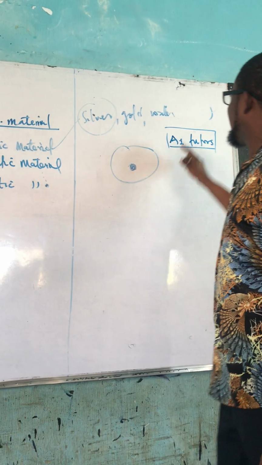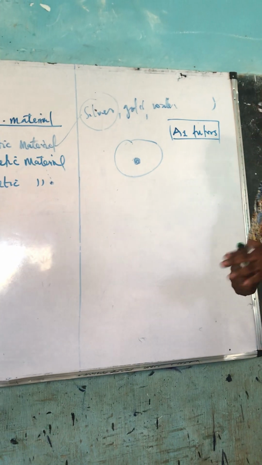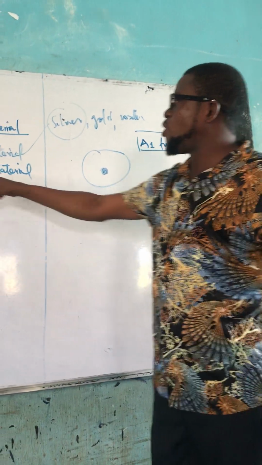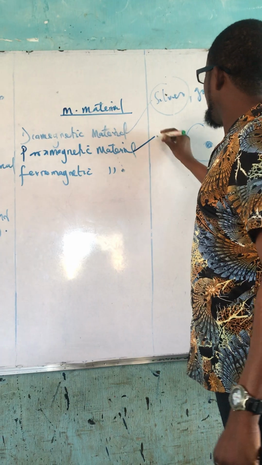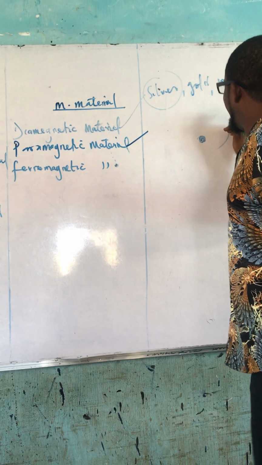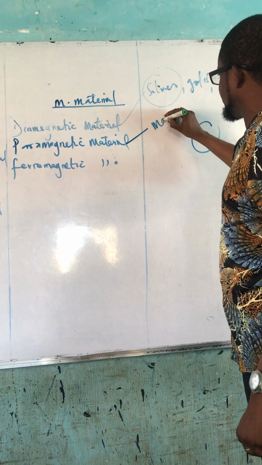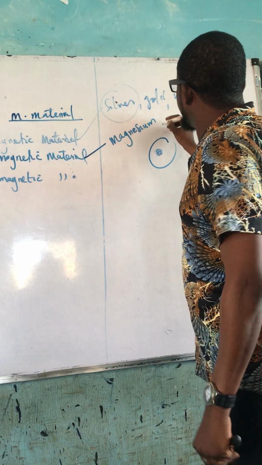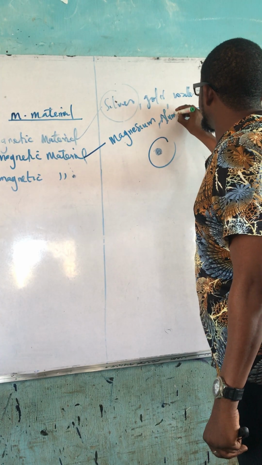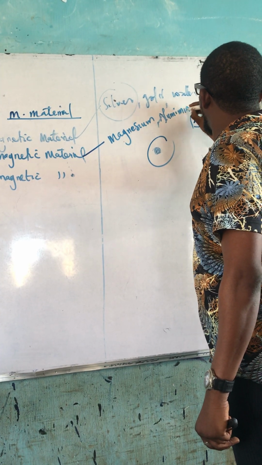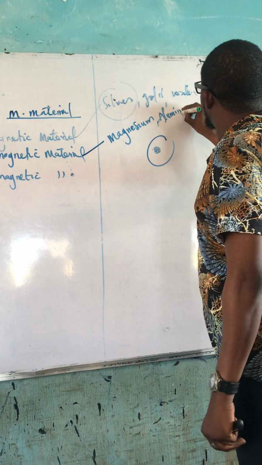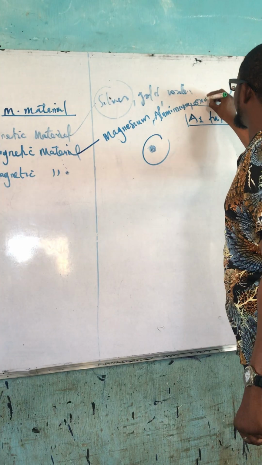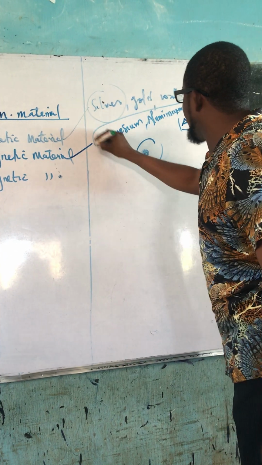Now, this one, paramagnetic material. Any magnetic material that is weakly attracted, it is being attracted but not very strongly, weakly attracted to the magnetic field, they are called what? Paramagnetic material. And we have the likes of magnesium, then the likes of aluminium, then the likes of, let's say, oxygen. Yes, oxygen. So you can remember these three for now.